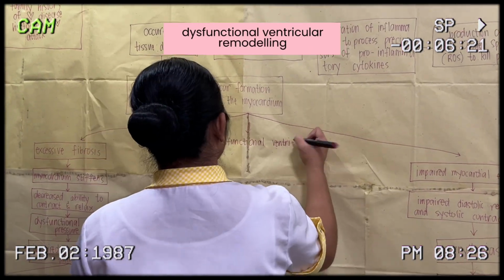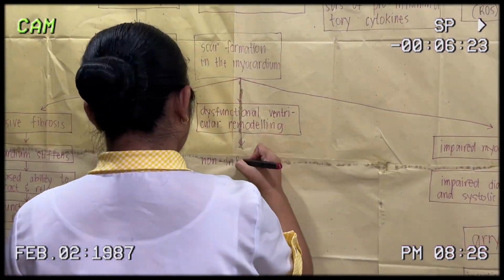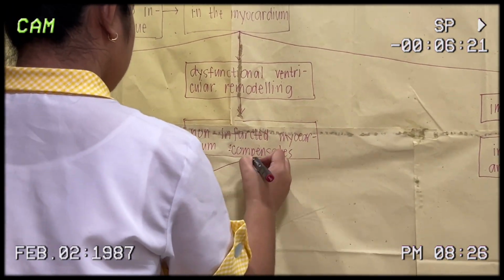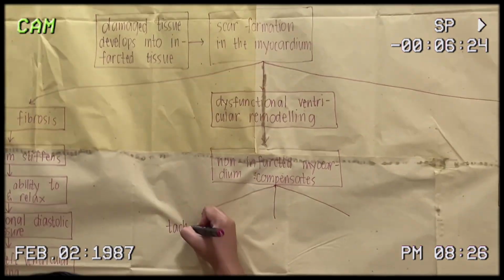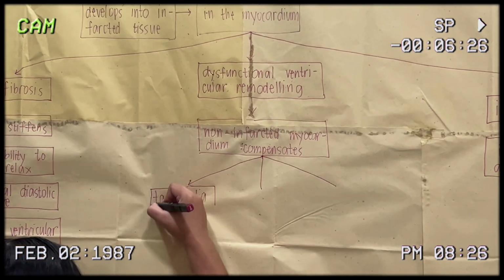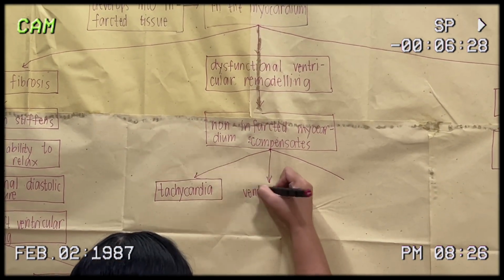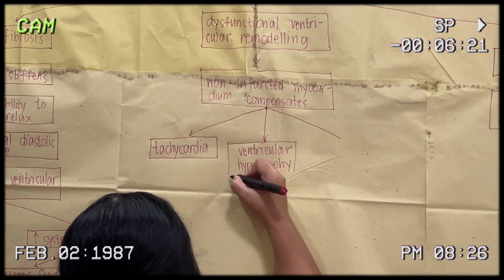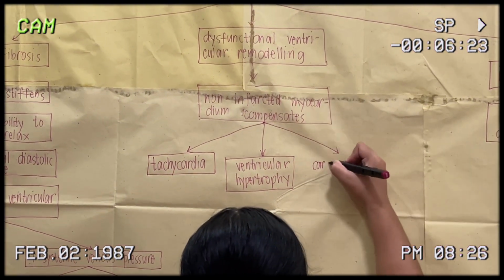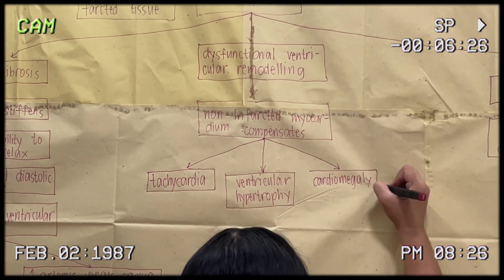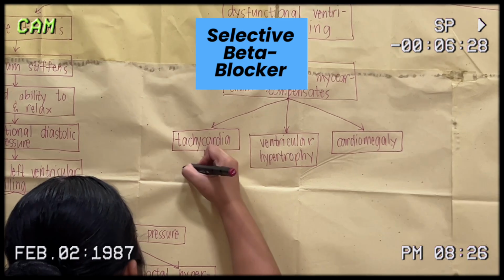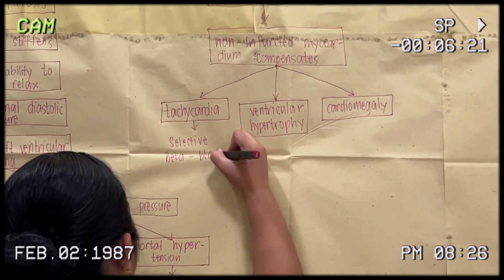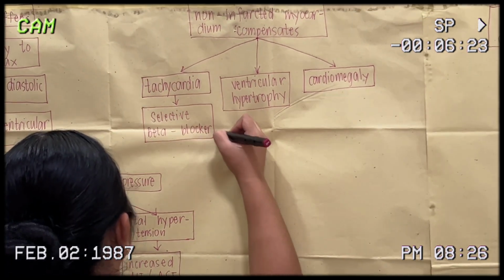Finally, dysfunctional ventricular remodeling occurs as the non-infarcted myocardium compensates for the damaged areas. This compensation leads to tachycardia as the heart attempts to maintain adequate output and promotes ventricular hypertrophy and cardiomegaly as the myocardium thickens and enlarges in response to increased workload. With tachycardia, doctors prescribe a selective beta blocker because it blocks specific beta receptors in the heart, reducing heart rate and workload while minimizing side effects on other organs.